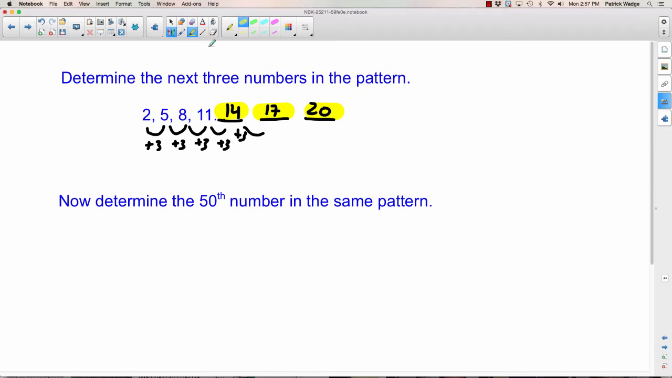Did that sort of stuff last day. But now we have something different. Find the 50th number. And you know what I don't want to do? I really do not want to do this 50 times. We're only up to the seventh number. Do you really want to add 3 on 43 more times? No, you don't. So let's come up with a strategy for how to do this.